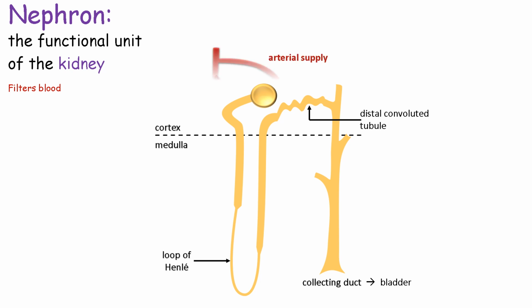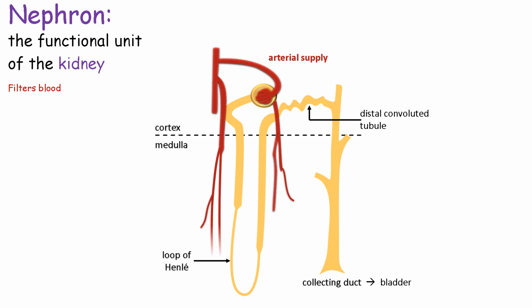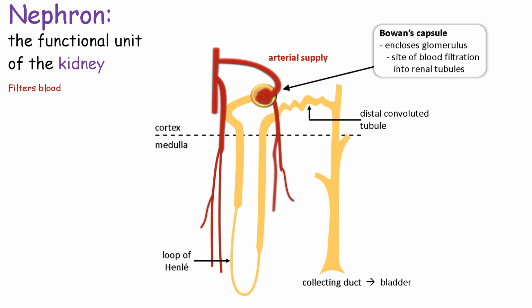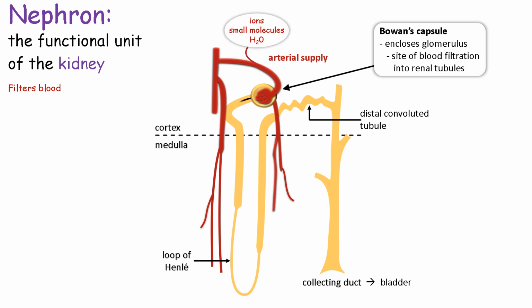As arterial blood enters the cortex of the kidney, it passes through the Bowman's capsule, which contains the glomerulus, a tuft of capillaries that filters blood as it flows through. Ions, small molecules and water leave the capillaries and enter the renal tubule, which is formed by a layer of epithelial cells surrounding a lumen.